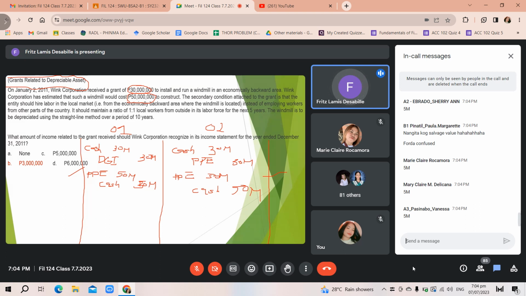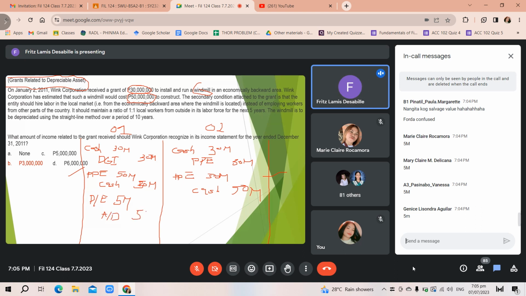So the entry on option 1 is debit depreciation expense, credit accumulated depreciation, because the PPE is a depreciable asset, like a windmill. Debit depreciation expense and credit accumulated depreciation of 5 million.